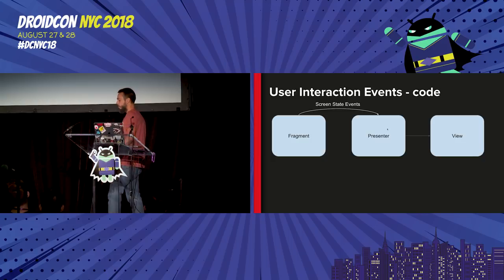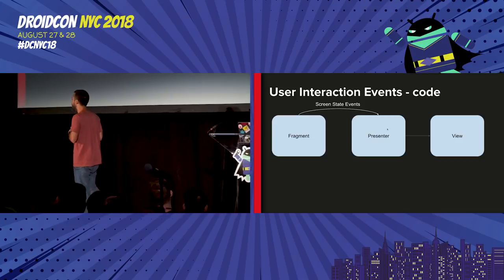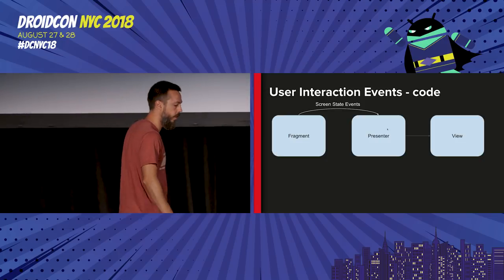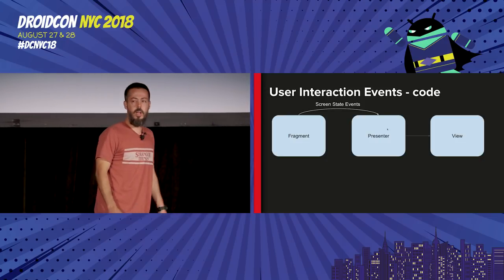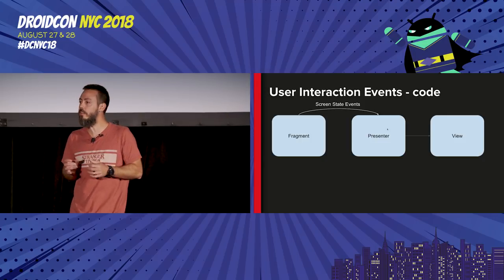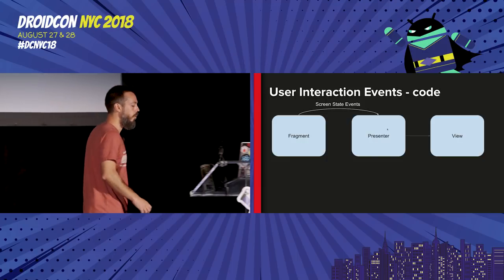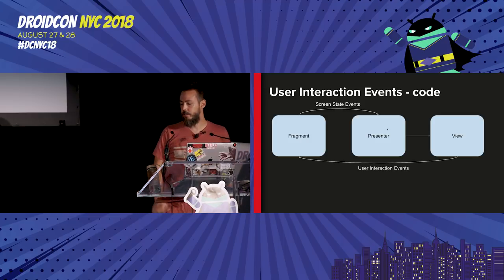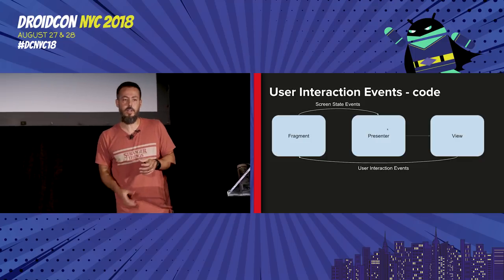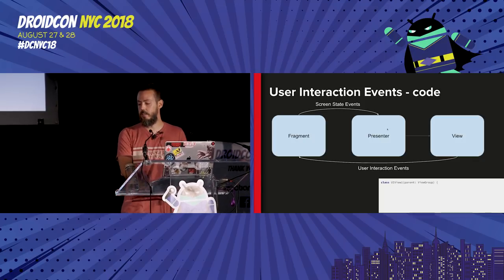Okay, let's see some code about the user interactions. When the user taps a button, or drags something around, or double taps, all these things. As I said before, we have the screen events observable, which is everything that happens with the player, and we send it to the presenter. The presenter communicates with the view using an interface. Now let's see what happens when the user taps a button. The view fires an event, intent tap, or intent tap something, and then the fragment is going to get that. Let's see how the view does it.